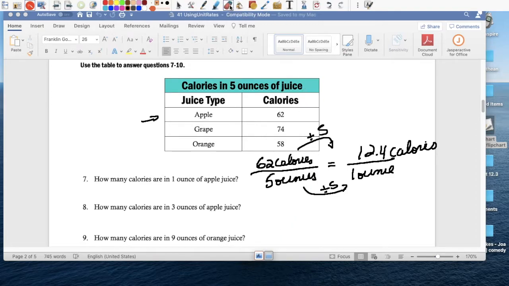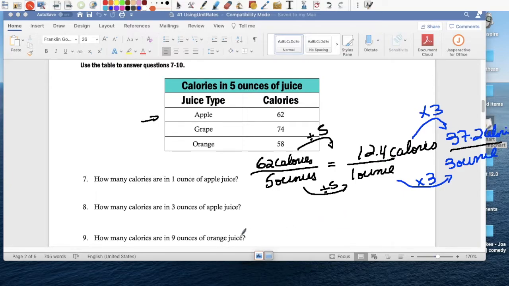Okay, now what are they asking us? How many calories in 3 ounces of apple juice? Well, we can take this, right, and over here I'm going to write, okay, let me change colors. Right, so I can use that now with 3 ounces. What happens when I drink 3 ounces? How many calories? Times 3. So 12.4 times 3 equals 37.2 calories. Okay. So that's for number 7 and 8.